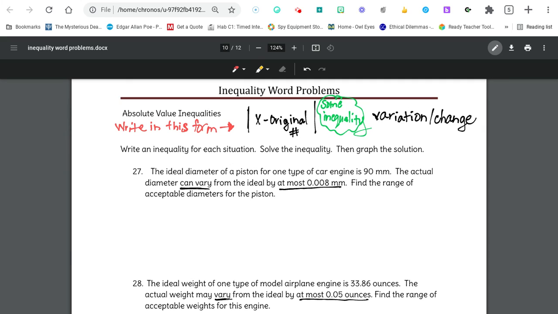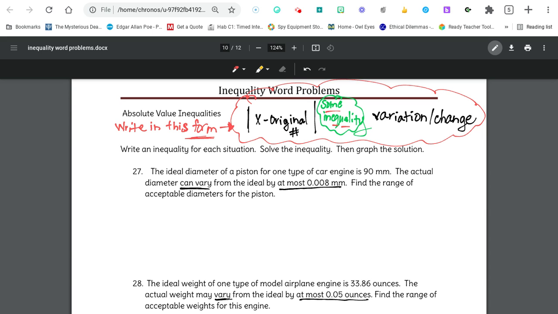All right, so before we solve these, I want to give you the format. You're going to write these inequalities in this form, guys. So go ahead and pause the video and write this down. So you're going to have your absolute value symbols. You got x inside of the absolute value minus an original amount, some amount that it starts with. And then in the middle, you have some inequality. If it's at most, you have less than or equal to.